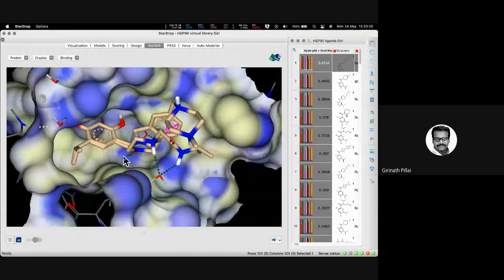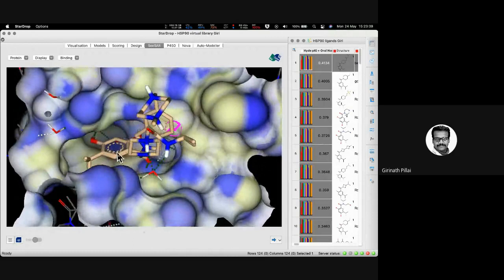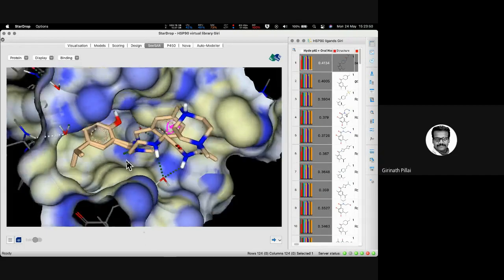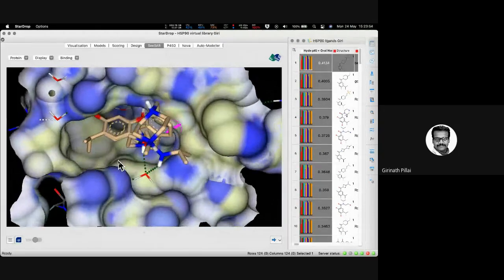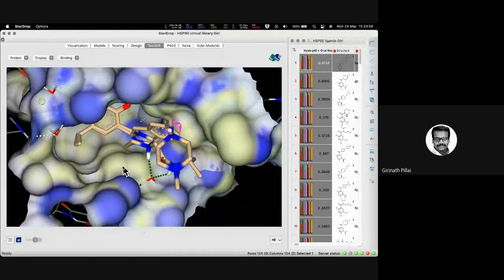Which region? Satya madam said the dotted area, but I don't understand. See, these dotted lines are the interactions happening with the structure. So if the compound has some interaction with the dotted line, it tells you that the compound is interacting with your amino acids. So there we cannot make any replacements. If you make the replacement, the interactions go off.